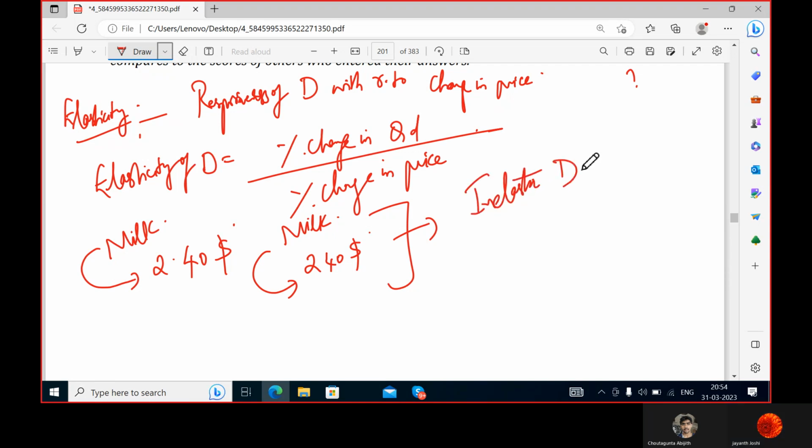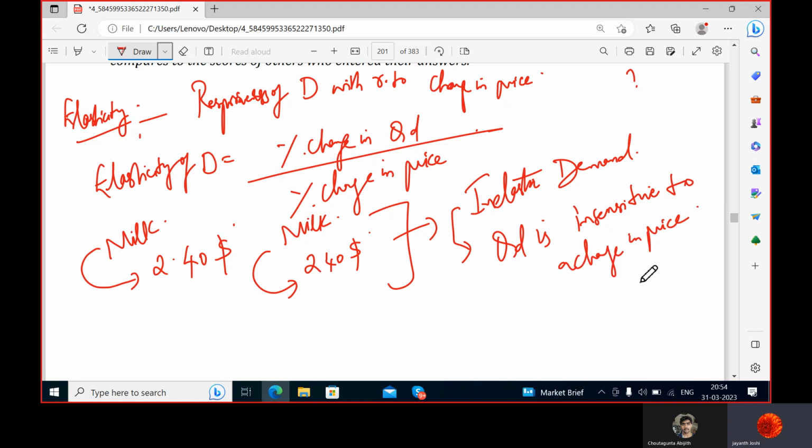So why is this called inelastic demand? Because quantity demanded is insensitive to a change in price. There's no immediate reaction from people, because they're helpless, they can't do anything. If wheat flour prices go up, we still can't reduce our consumption of wheat flour. Why? Because bread is a staple food. Indian bread, or chapati, is a staple food for us. So what is inelastic demand? Quantity demanded is insensitive to a change in price.